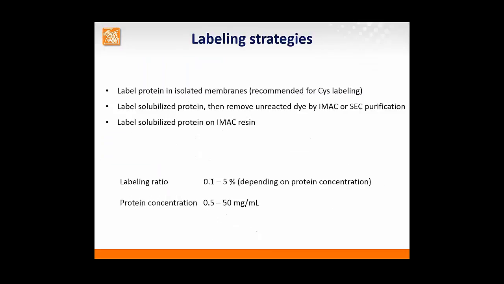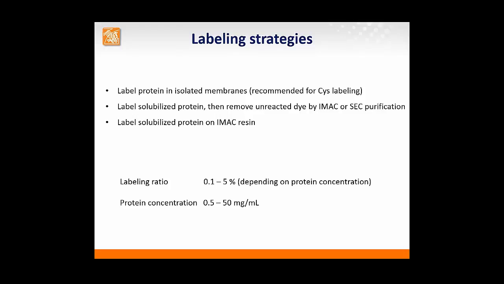There are several strategies to label a protein. One of them is to label the protein while it still sits in the isolated membranes, and this is recommended for cysteine labeling. However, that requires a large amount of dye because there is competition with other membrane proteins that are present at this point. After labeling, you can just follow your already established and optimized protocol for protein solubilization and purification. And during this process, free dye will be removed as all other impurities.